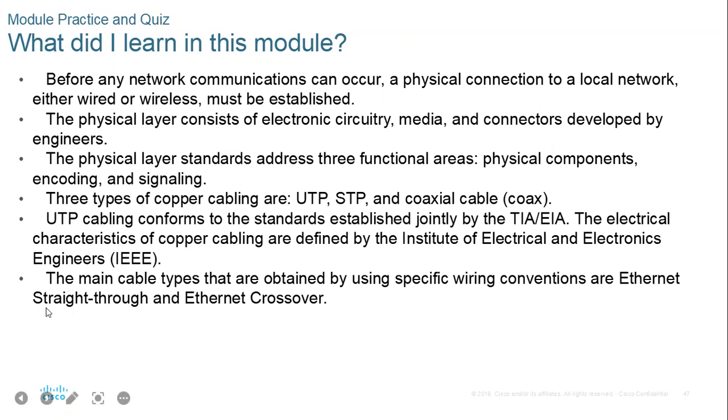Then you could run straight-through or crossover cables. So straight-through for different devices, like my PC to my switch or router. Then crossover for the same type of device, PC to PC and router to router or switch to switch. But like we said, most recent devices now are not going to bother about that. They will auto-detect whatever cabling that you do.